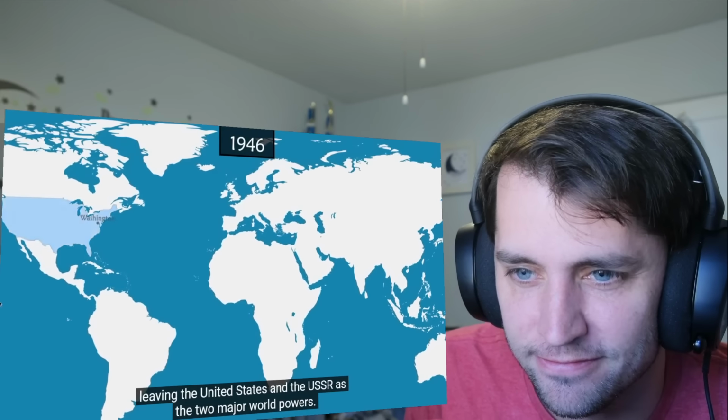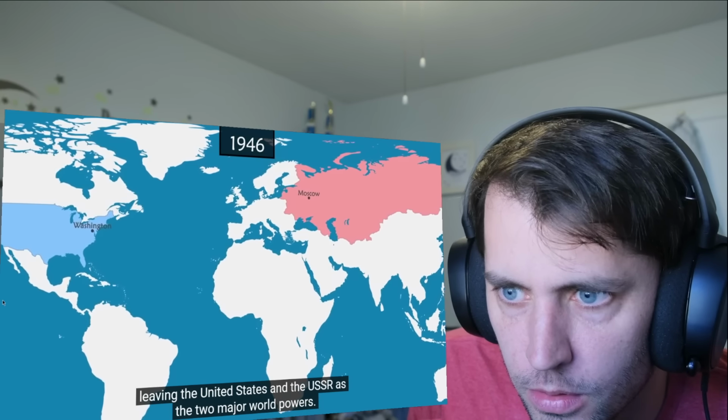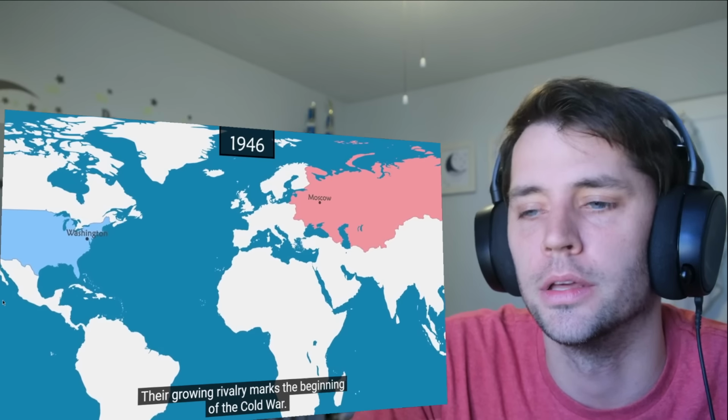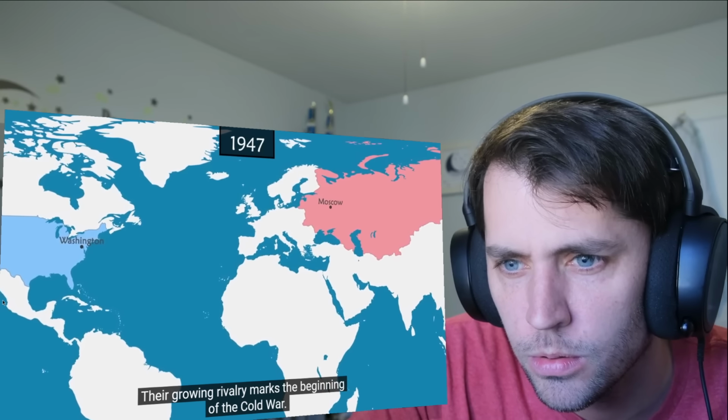Fixed it. The United States and the USSR as the two major world powers. Their growing rivalry marks the beginning of the Cold War.